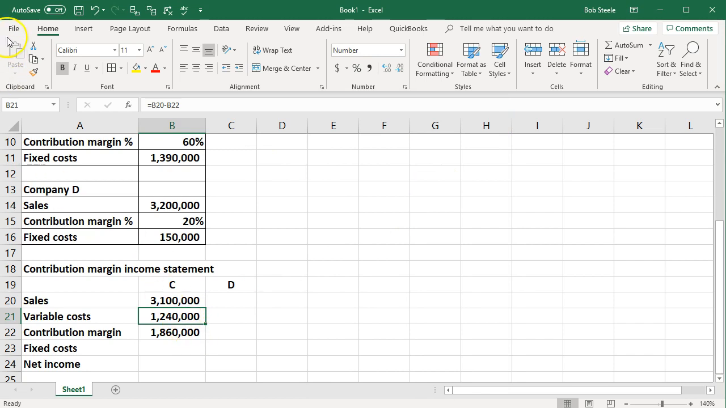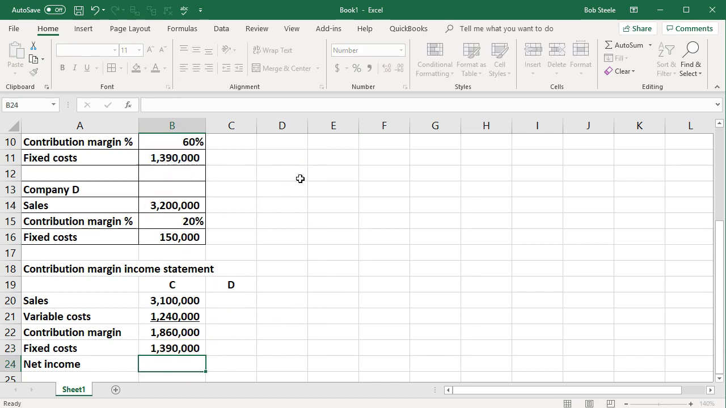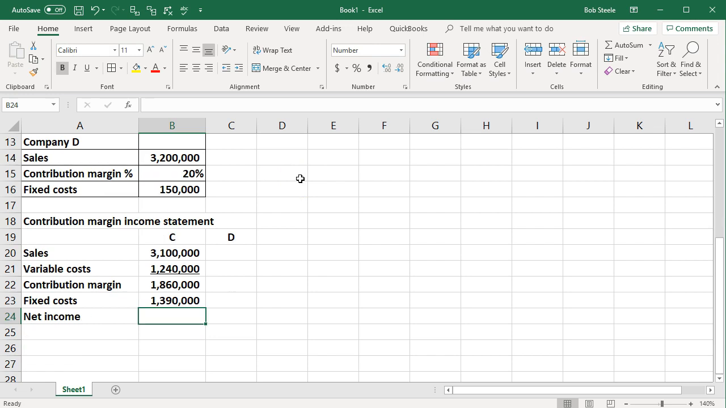I'm going to do some formatting. We're going to format this by going to the Home tab, underline, and let's underline. And then we'll pick up the fixed costs and say that equals the 1,390,000, things like the rent, things that don't typically change. And then we'll subtract those out. This equals the contribution margin minus those fixed costs. That gives us the 470,000. Let's do some formatting. We'll underline here. We'll put a double underline there. And there we have it.